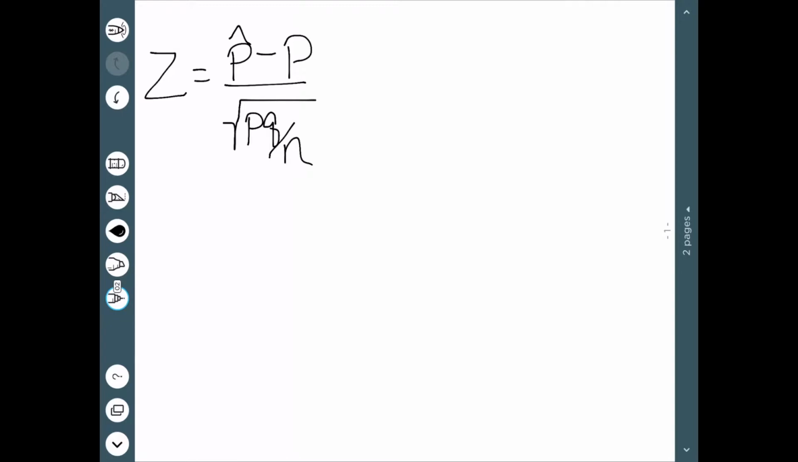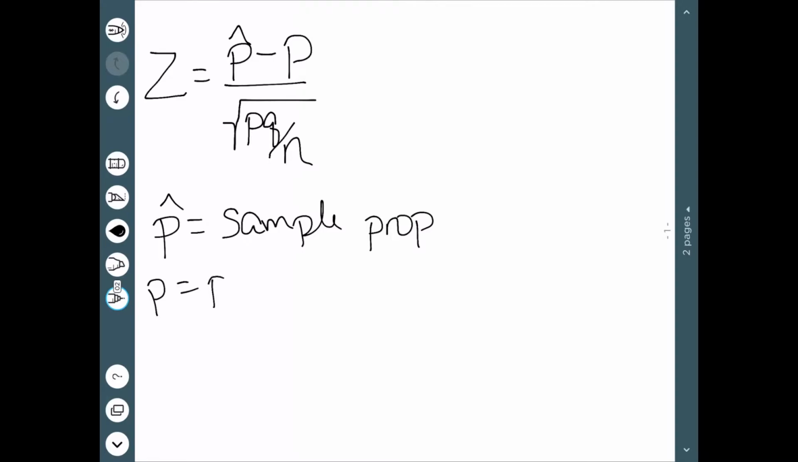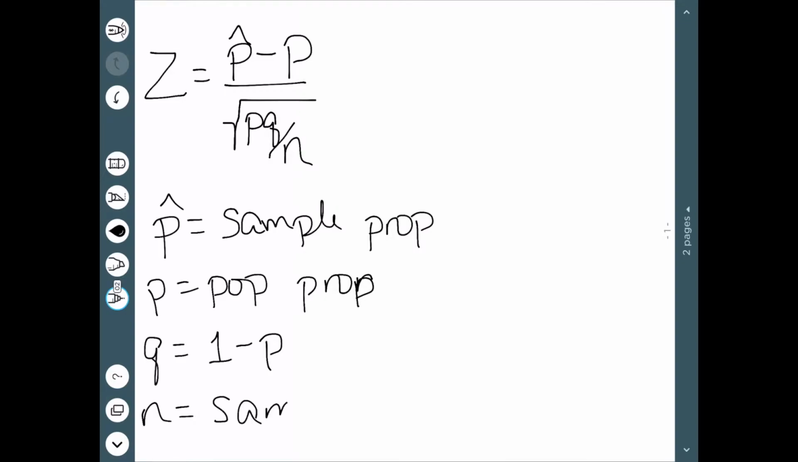For the traditional method, we need our test value, and that's found by p hat minus p over the square root of pq over n. So just a reminder what all these symbols mean. P hat is my sample proportion or percentage. P is going to be my population proportion. Q is 1 minus P, and n is the sample size.